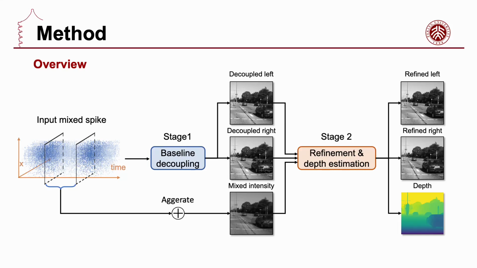The overall method has two stages. In the first stage, we directly perform baseline decoupling from the mixed spikes. In the second stage, SMS-net refines the two reconstructed views, removes residual artifacts, and outputs stereo video. The refined stereo video can then be used for downstream depth estimation.